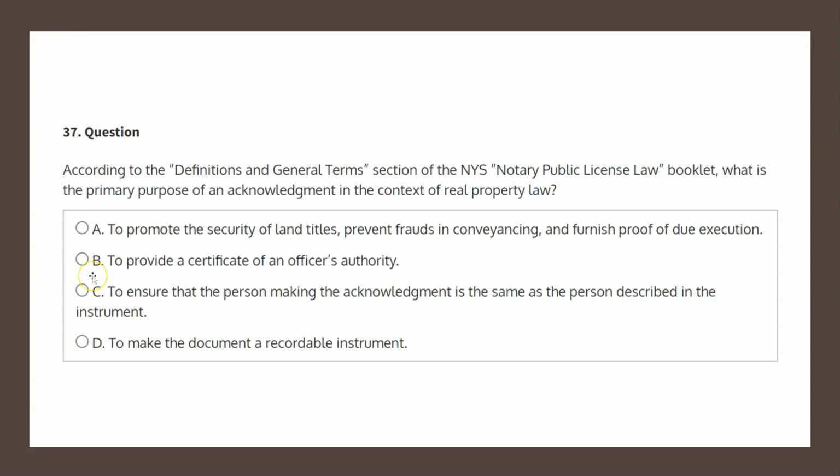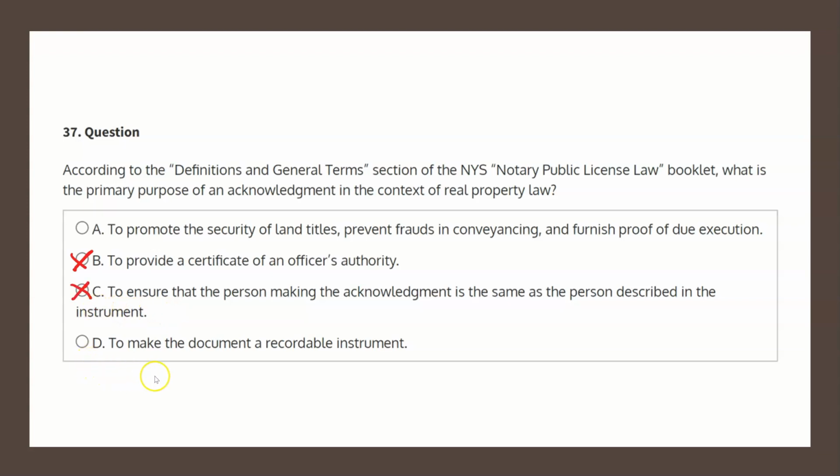Choice B states to provide a certificate of an officer's authority. Well, that's not what an acknowledgement does, and therefore choice B is not the correct solution. Choice C states to ensure that the person making the acknowledgement is the same as the person described in the instrument. Now, while identifying the party is a part of that process, that does not describe what the primary purpose of an acknowledgement is, and therefore choice C is not the correct solution.